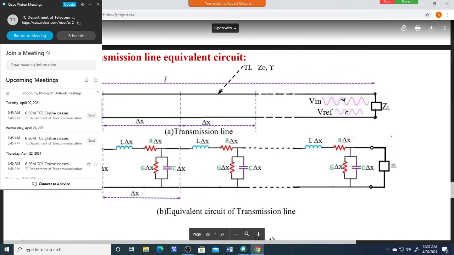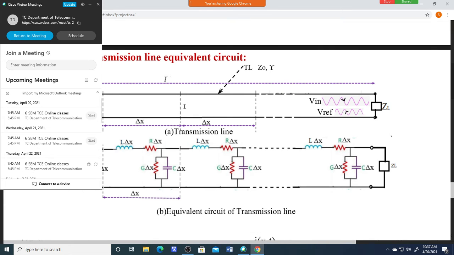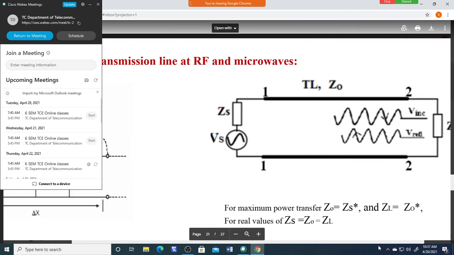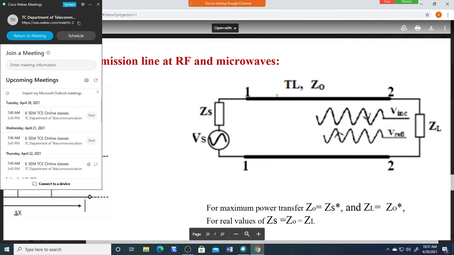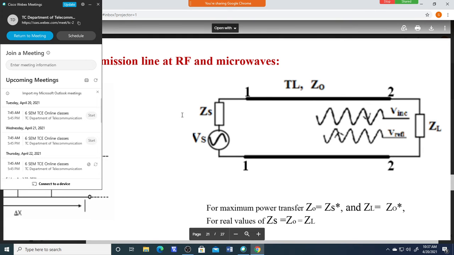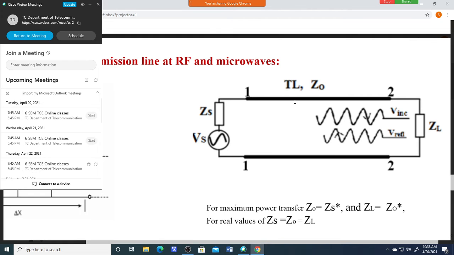Okay, impedance, voltage and current are functions of distance. Sometimes we want to measure the impedance or voltage at a particular distance: what is the voltage here, what is the current here, what is the impedance here, at some distance from the source or from the load. How do we do that?